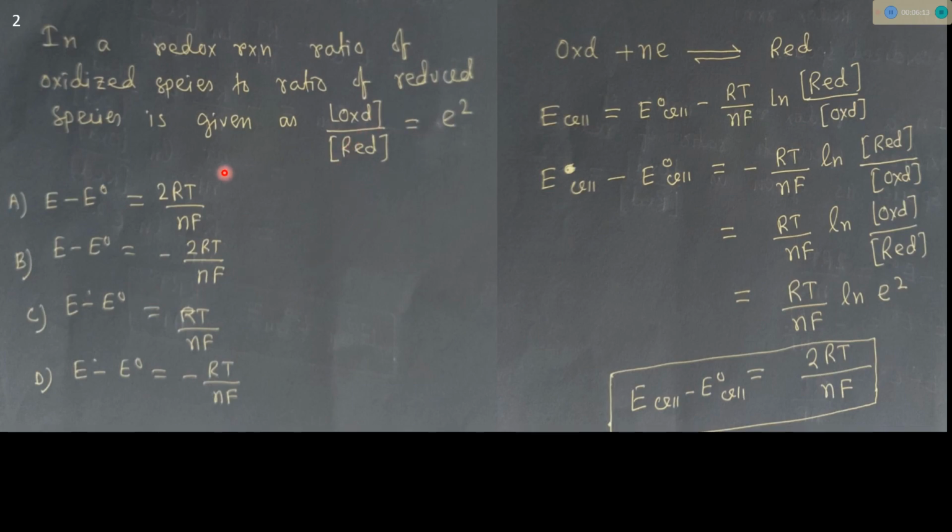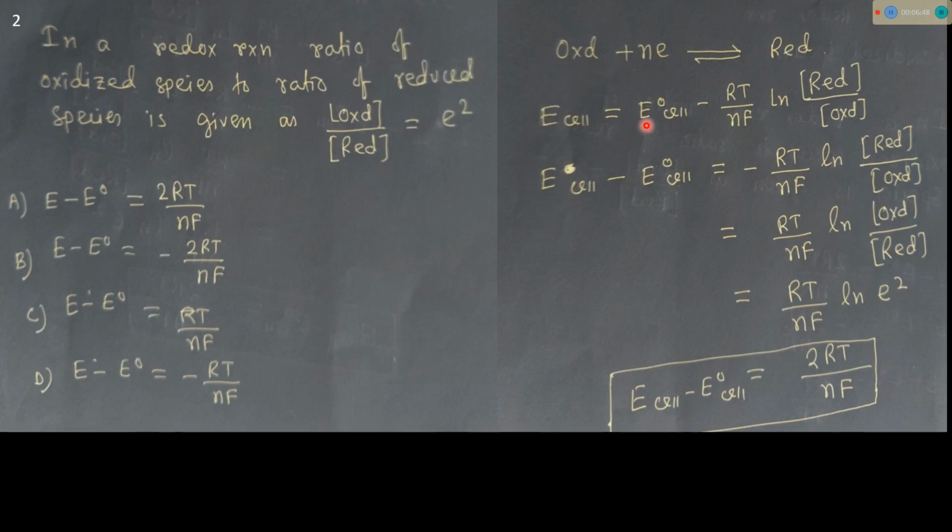Normally we know oxidized species plus ne equals reduced species. For example, Zn2 plus, cadmium 2 plus plus 2 electrons gives cadmium. So the oxidized species, upon accepting electrons, transforms into the reduced species. For this equation we can write the cell equation: E cell equals E0 cell minus RT by nF ln reduced by oxidized. This is the cell equation for this type of redox reaction.